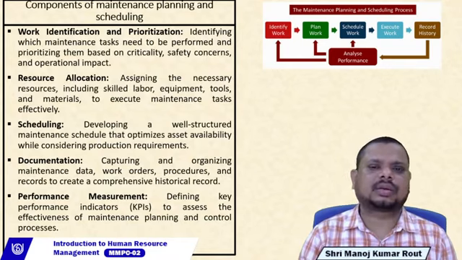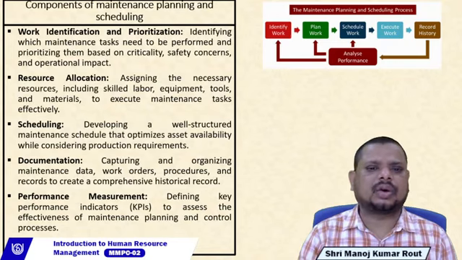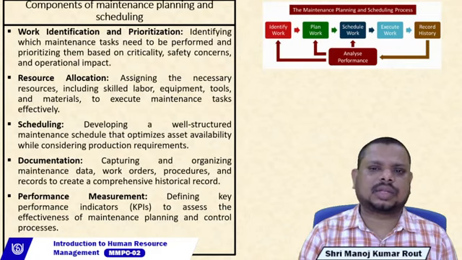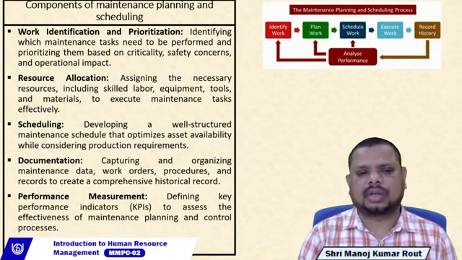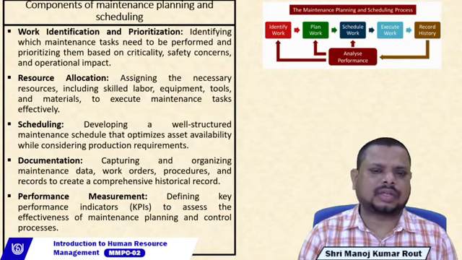The next one is resource allocation. Under resources, we have skilled workers. Then highly automated machines and tools are used. In this component, we have to focus on assigning the necessary resources, including skilled labor, equipment, tools, and materials, to execute the maintenance tasks effectively so that less downtime is incurred in case of breakdown maintenance.